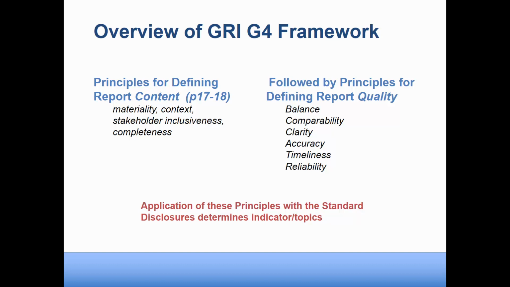So the kinds of things you're looking for is balance. Do they report things they do well and things they don't do well? Is it comparable? Just what Ty was talking about earlier. If I have a chemical company and you're an apparel company, can we compare our reports? Clarity. I think we all know when we're reading bullshit.